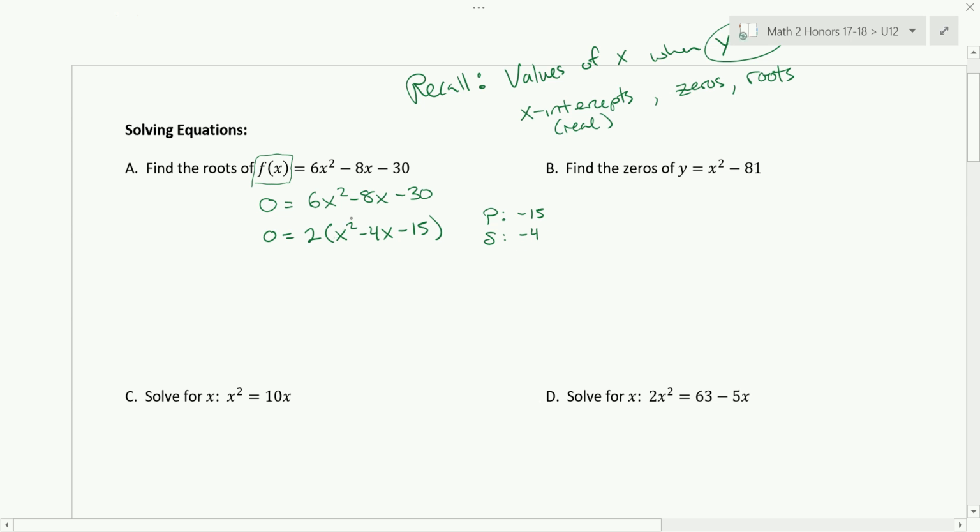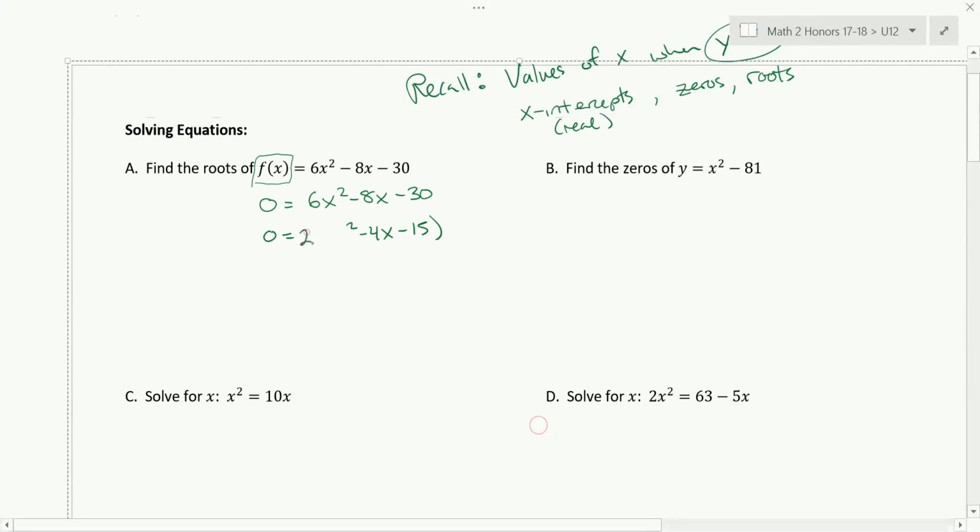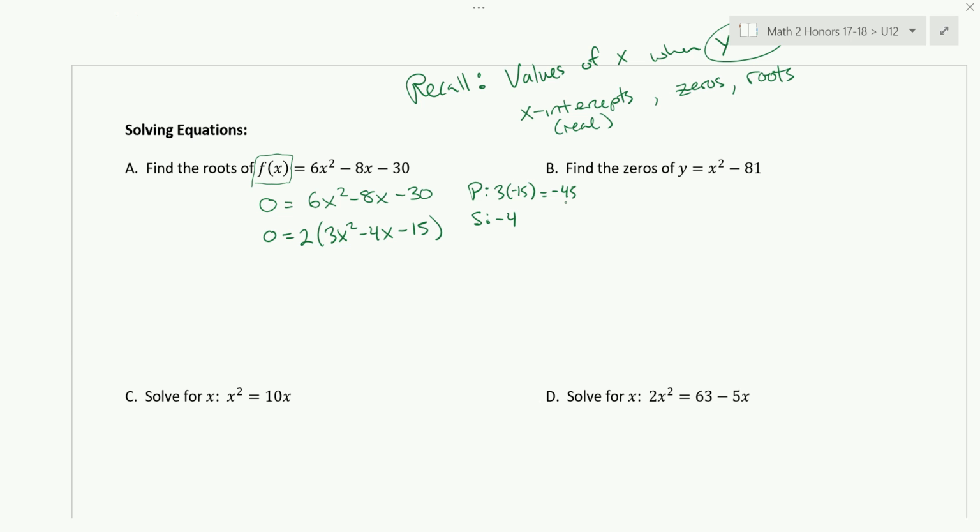I'm sorry. I made a mistake here. Let me fix that. Should be 2 times 3x squared. So we want two numbers whose sum is negative 4, but whose product is 3 times negative 15, which is negative 45. So can we come up with two numbers that meet that criteria? Negative 9, positive 5.